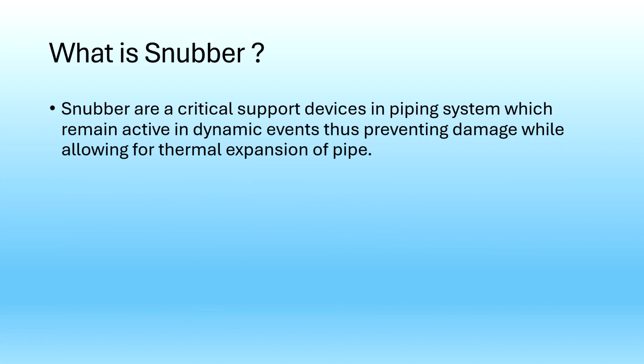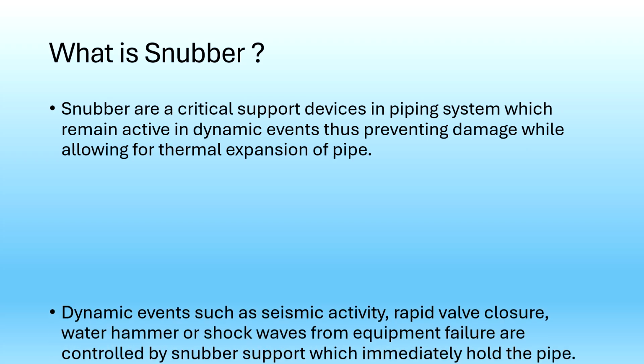What are snubbers? Snubbers are critical support devices in a piping system which remain active in dynamic events, thus preventing damage while allowing for thermal expansion of the pipe. So it comes into the picture during the dynamic state. At the same time, it allows the gradual movement of thermal expansion of the pipe.